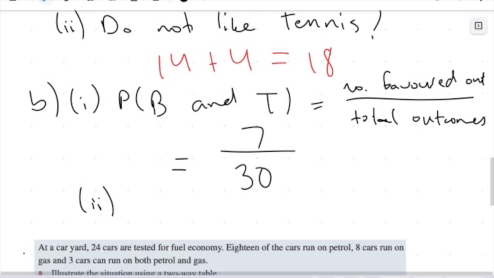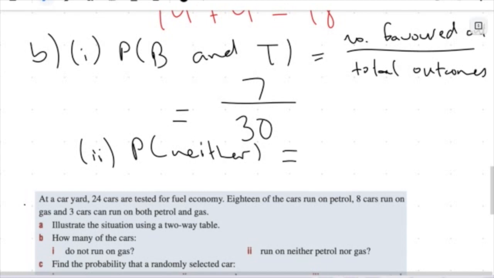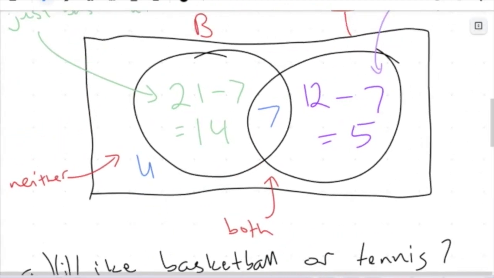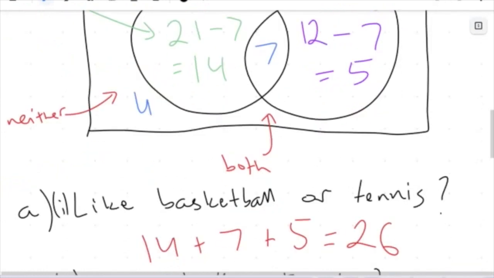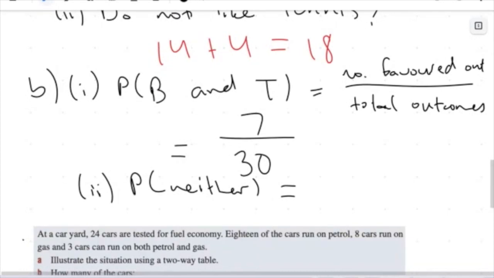Now in the second part here, we are asked the probability that people like neither. So we look back to our nicely drawn Venn diagram and we consider those that like neither. So we have 4 over the 30 possible people we have.